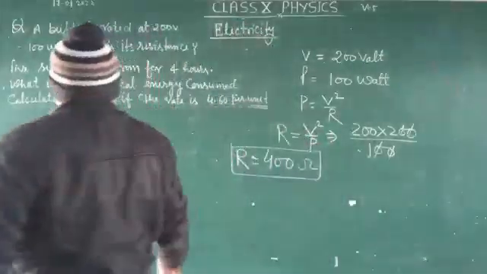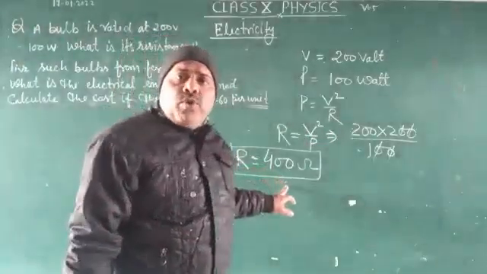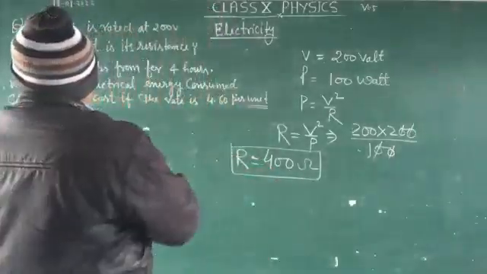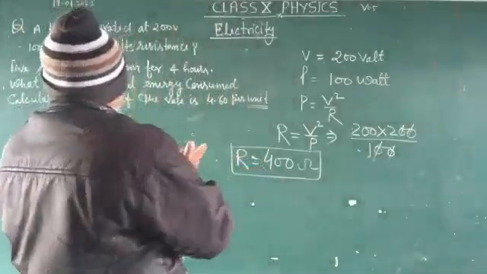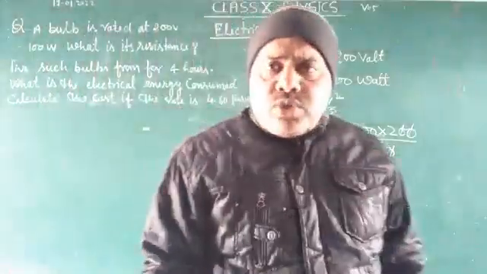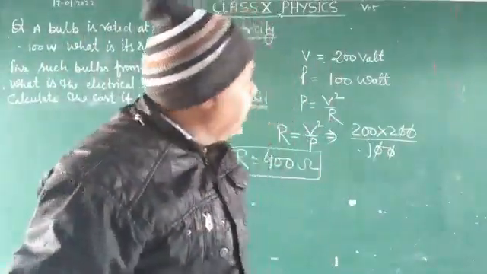Okay, now you will see that. First of all, the resistance is equal to 400 ohm, and after that we can find the electrical energy consumed and calculate the cost if the rate is 4.60 per unit. Okay, now electrical energy, you will see that.